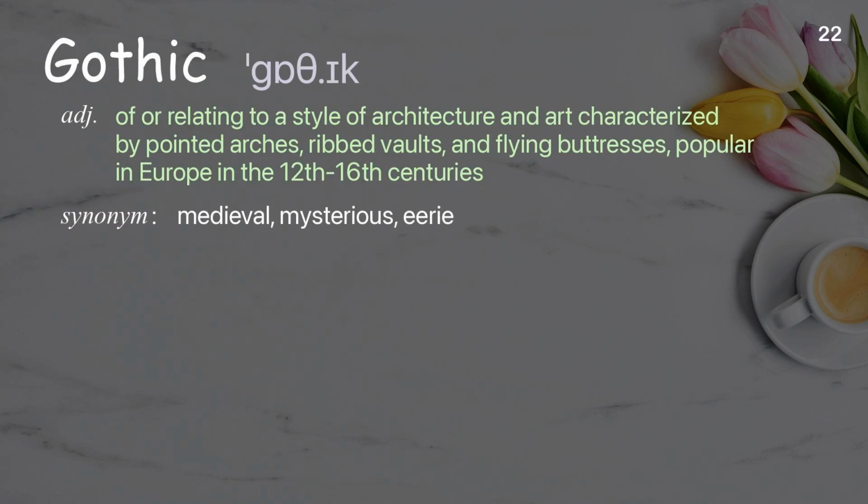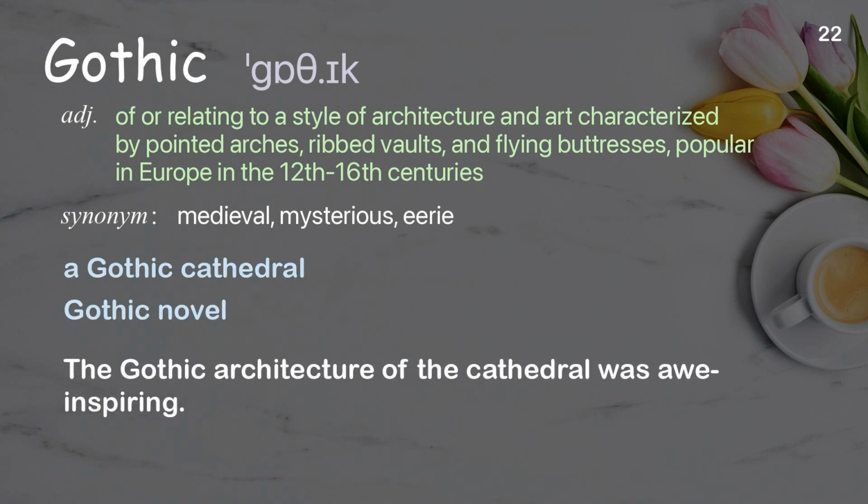Gothic. Of or relating to a style of architecture and art characterized by pointed arches, ribbed vaults, and flying buttresses, popular in Europe in the 12th to 16th centuries. Examples: A Gothic cathedral. Gothic novel. The Gothic architecture of the cathedral was awe-inspiring.